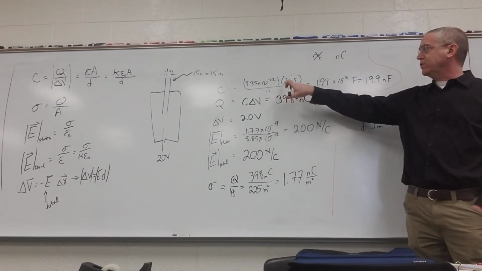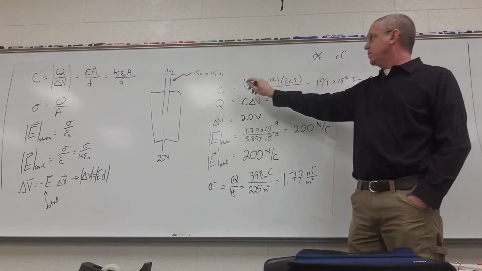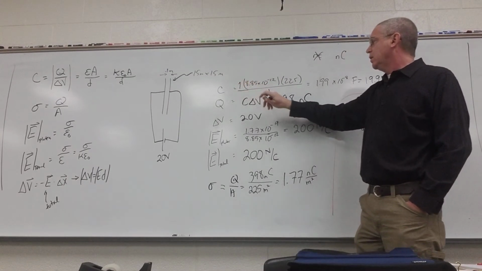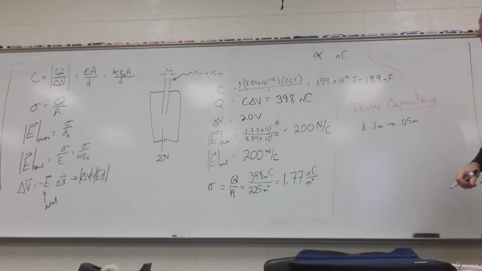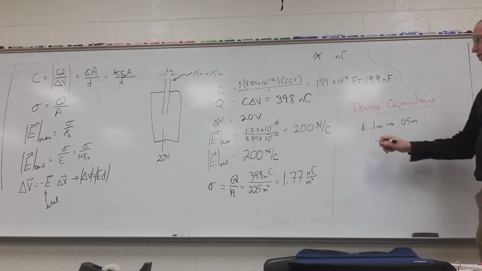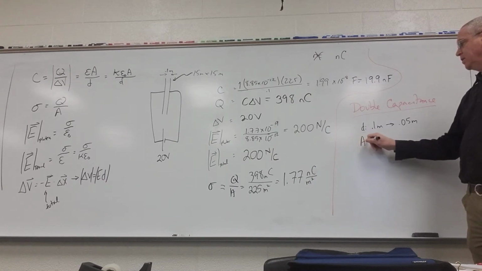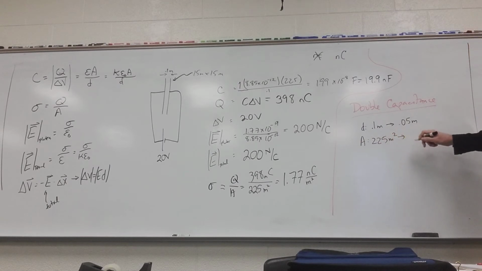From over here, the size of the plates doesn't change. Epsilon sub naught doesn't change. Kappa is still 1. I'll stick a 1 in front here. So all we're doing is just cutting the denominator in half. All right, what else could we do? Double the area. So area from 225 square meters to 450 square meters.